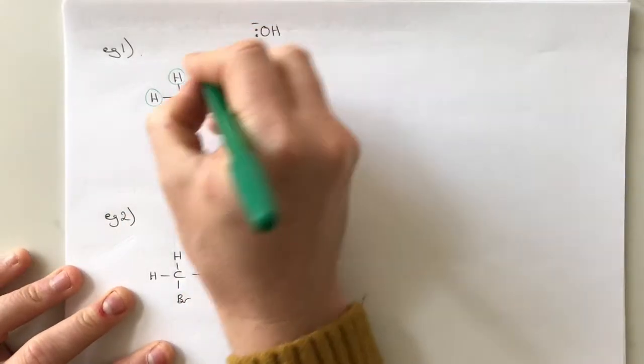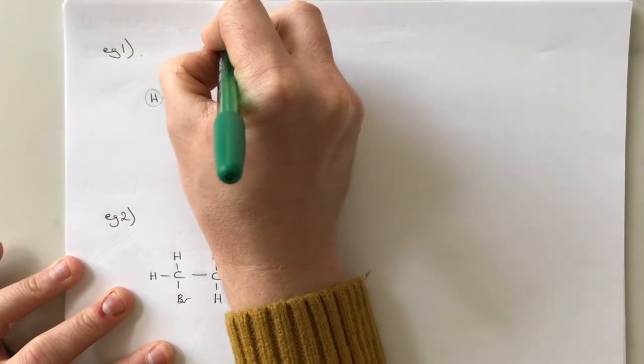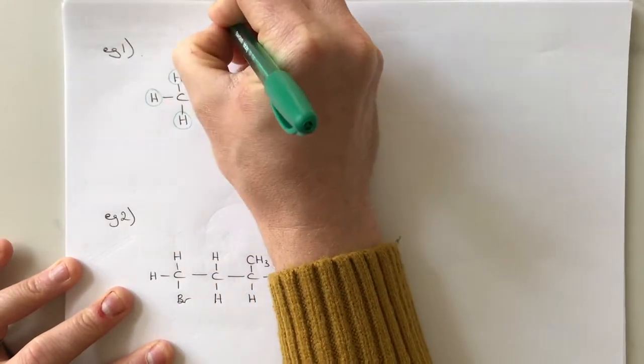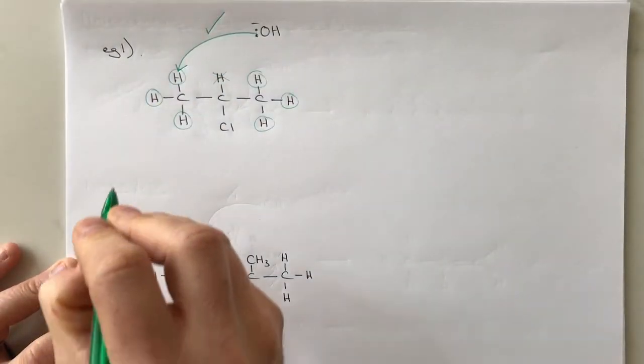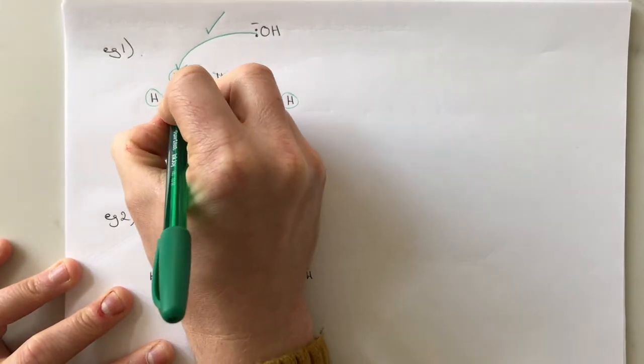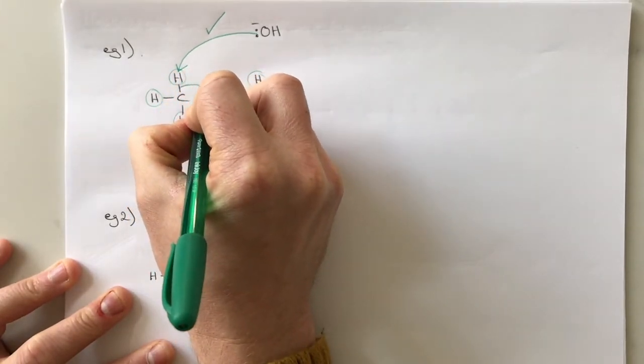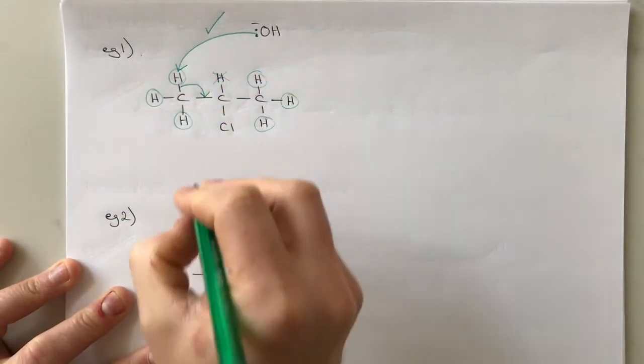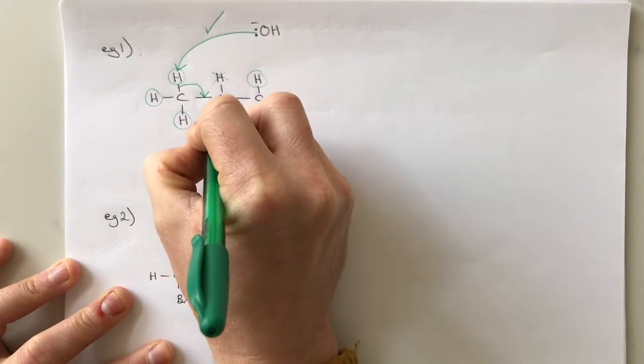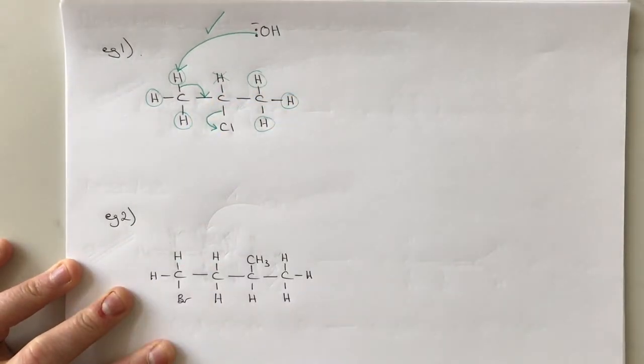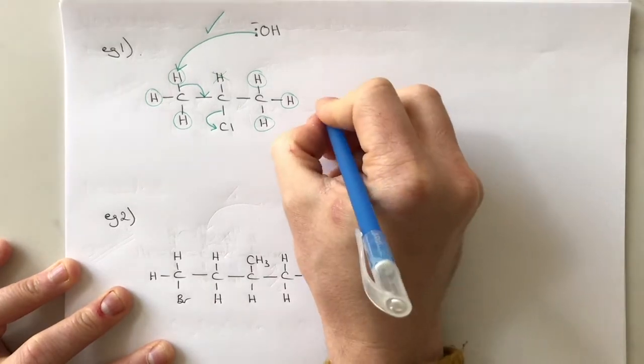Okay, so let's say I'm going to attack this hydrogen here. So arrow number 1, I attack one of those hydrogens. Arrow number 2, the electrons from the carbon-hydrogen bond go into the carbon-carbon bond. Arrow number 3, we then kick off our chlorine atom, or chloride ion it will be.